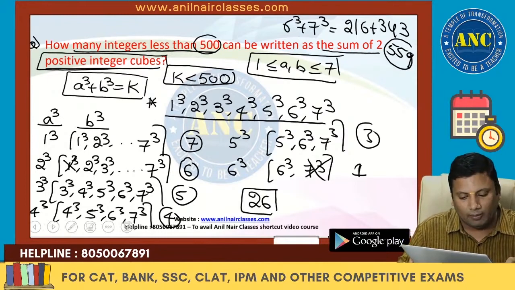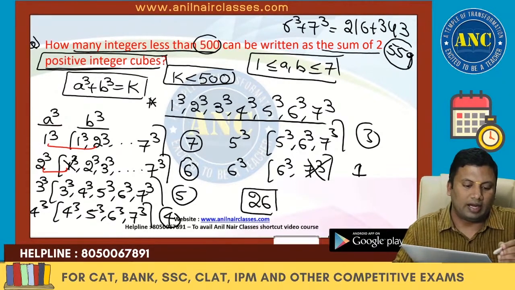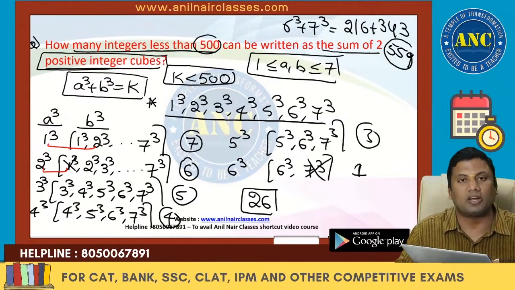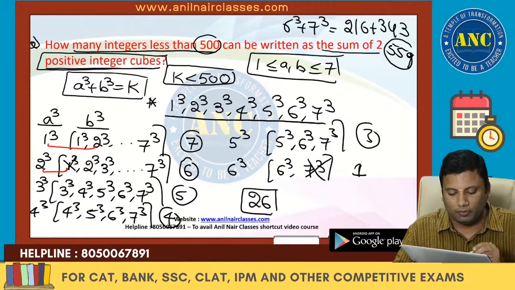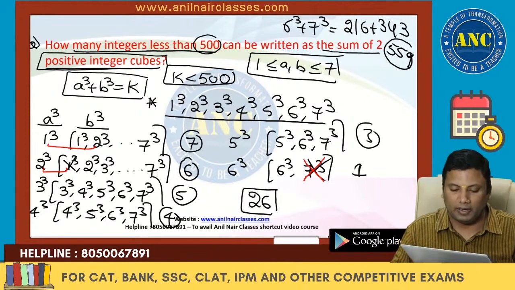Don't do any double counting. Avoid double counting. Here 1 cube plus 2 cube. Here don't do 2 cube plus 1 cube. And A and B can be same. So 1 cube plus 1 cube. 2 cube plus 2 cube. Similarly, write 6 cube plus 7 cube. Please avoid it. Please avoid this question.